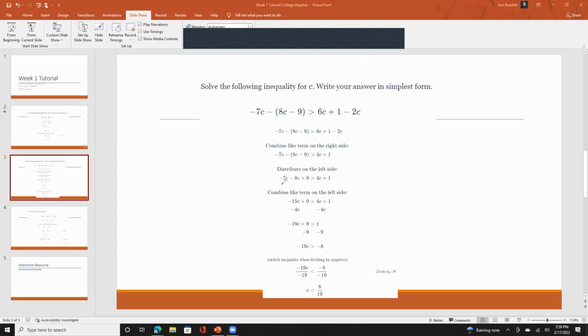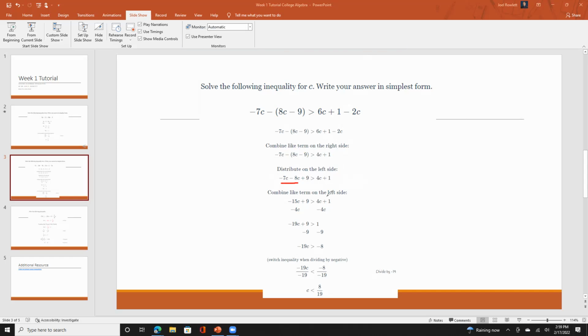Once we do that, we can combine some like terms here. Notice that negative 7C minus 8C is negative 15C. We just bring down the plus 9. And then on the right side, we decided to go ahead and subtract a 4C from both sides. And once we subtract 4C from both sides, that gives us negative 19C plus 9. And since we subtracted 4C from both sides, that's going to leave us with the positive 1 on the right side of the inequality.